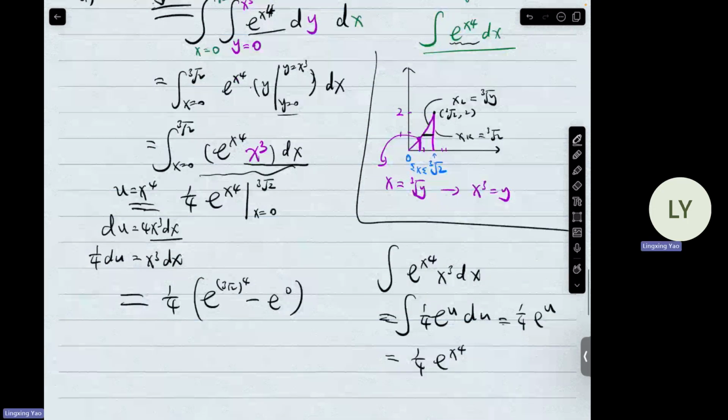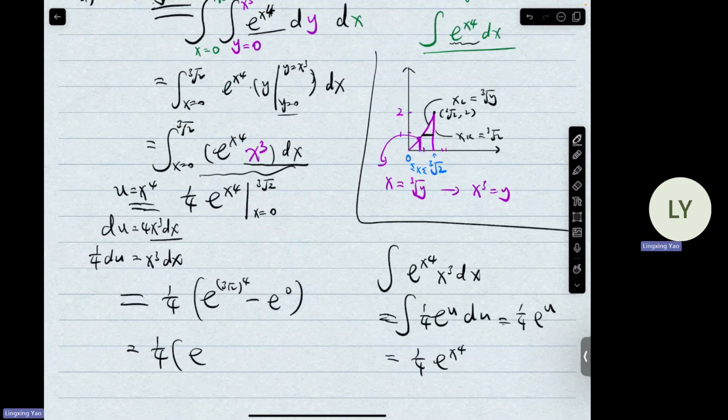So this is what we have. We can simplify a little bit, but not too much, because this cubic root of 2 is 2 to the power of 1/3. This is 2 to the power 4 over 3 minus 1. So that's pretty much what we can get.